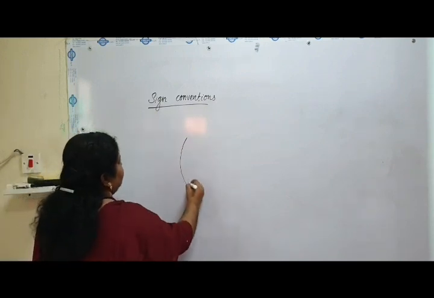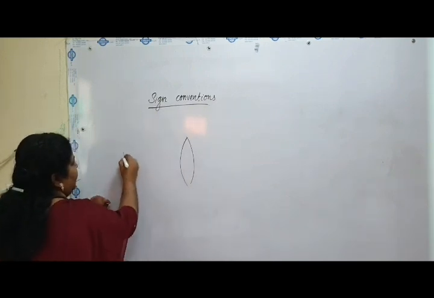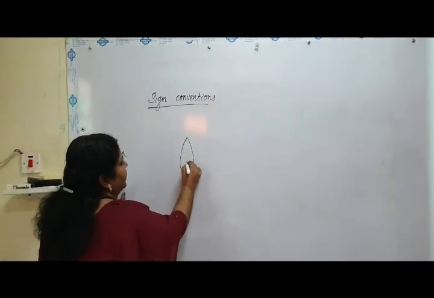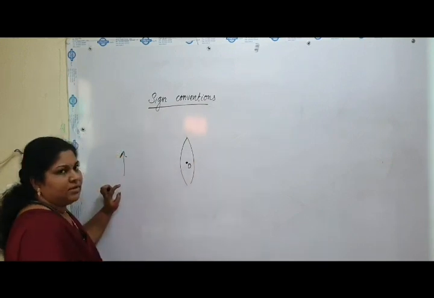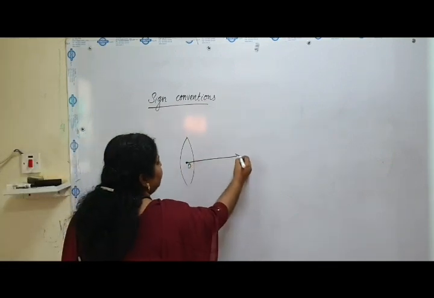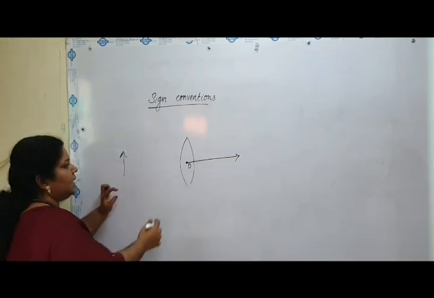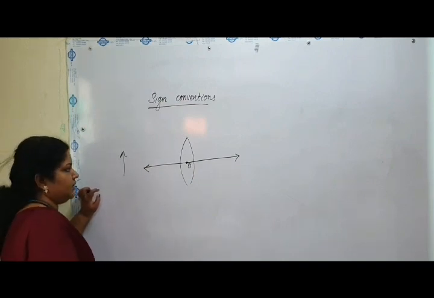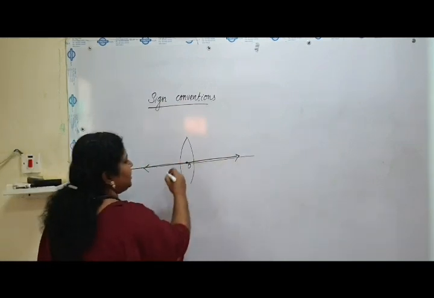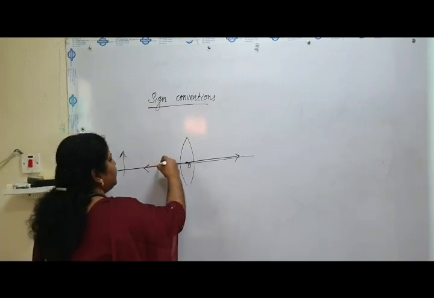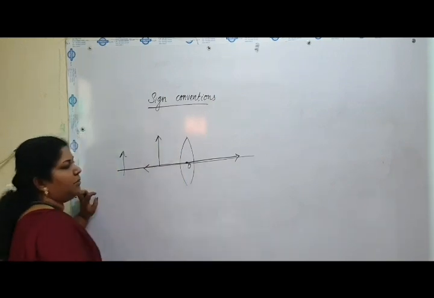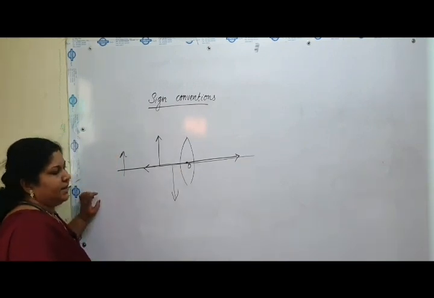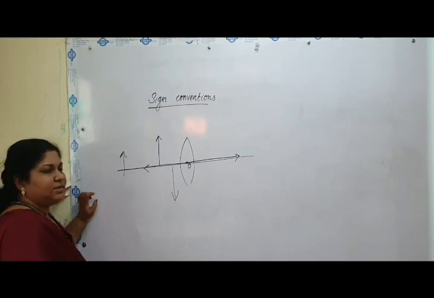So when you are placing an object here, all the measurements are done from the optical center. From the optical center, whichever measurements are towards the right, it is taken as positive. Whichever measurements are taken towards the left is negative. And this is the principal axis, which is the reference line. From the principal axis, whichever measurements are taken up, it is positive. Whichever measurements are taken down, it is negative. So that is the sign convention for lens also.